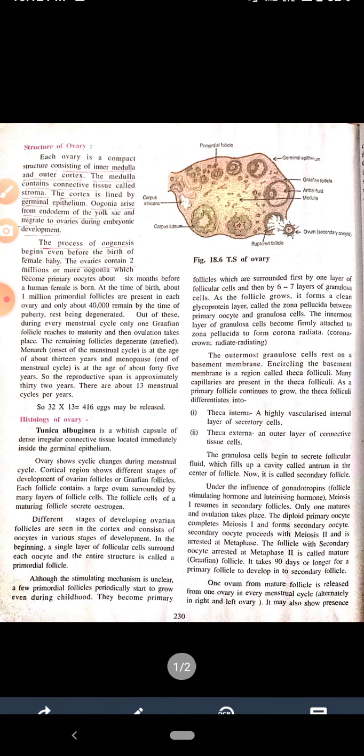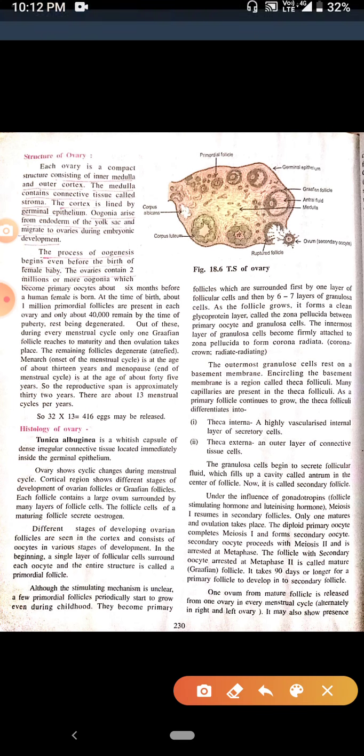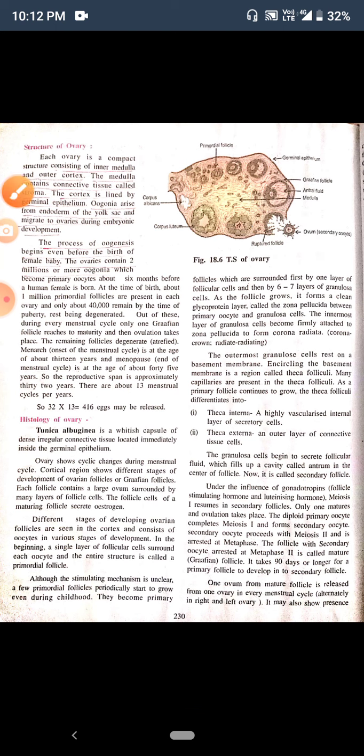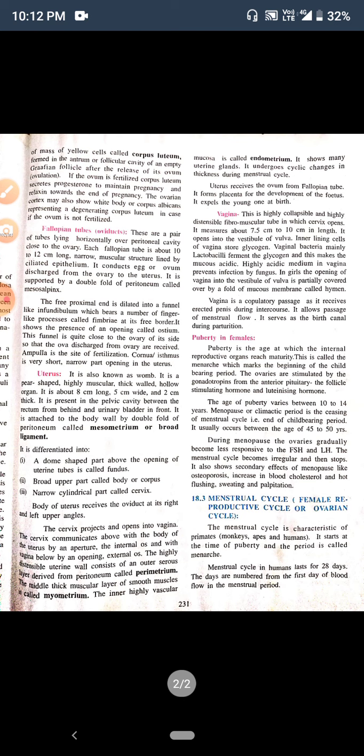One ovum from a mature follicle is released from one ovary in every menstrual cycle. See, one ovum from the mature follicle, only one ovum from this mature follicle will be released from the ovary in every menstrual cycle. In every menstrual cycle only one ovum is released, which we call an egg. And it may also show presence of a mass of yellow cells called corpus luteum formed in the antrum or follicular cavity of an empty Graafian follicle.